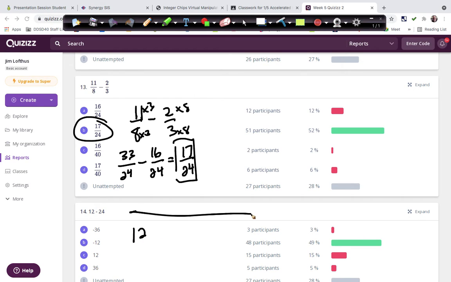12. Let's do a number line on this one. Start at 12. Go 24 this direction. We're going to get to the negative 12. That's one way of thinking about it.